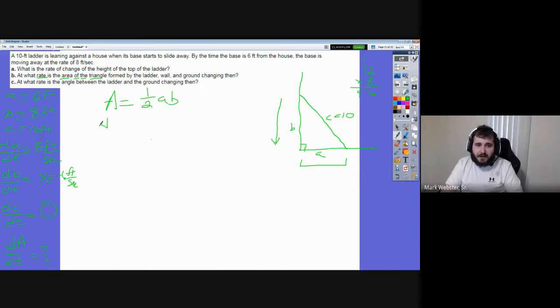Let's find dA dt. No, the area dt. And then once again, we've got a product rule. So lefty right plus righty left. So 1/2 b times dA dt plus 1/2 a times dB dt.